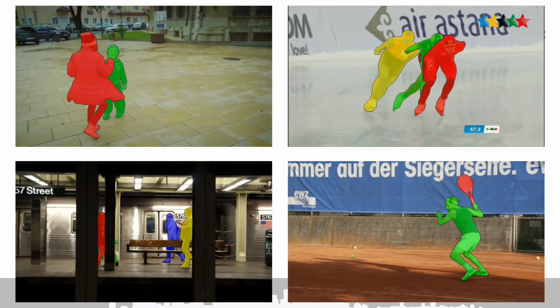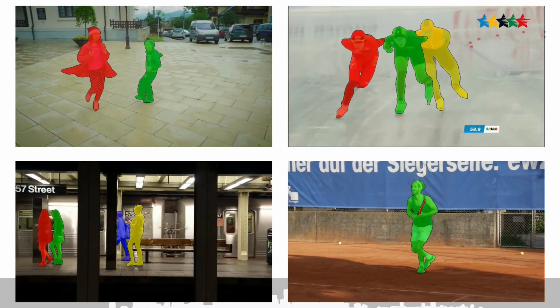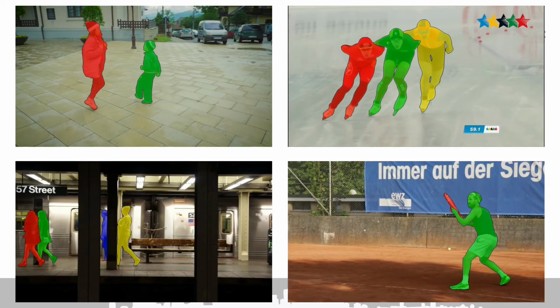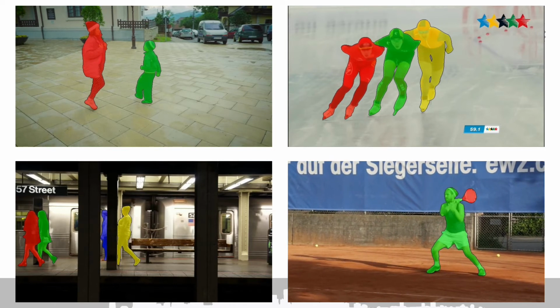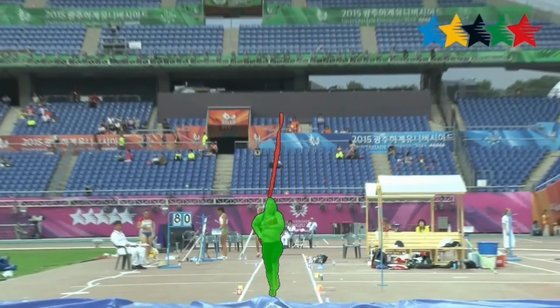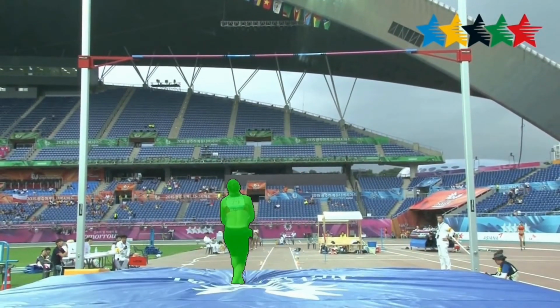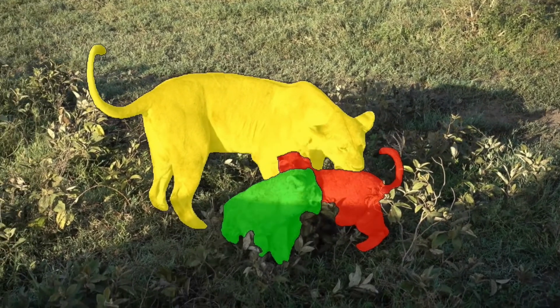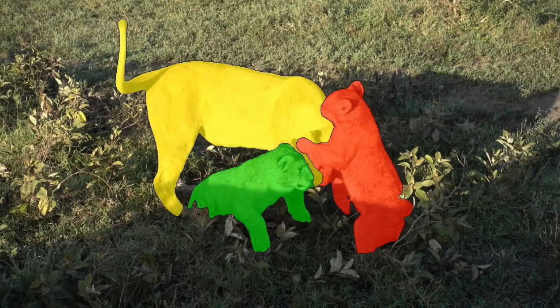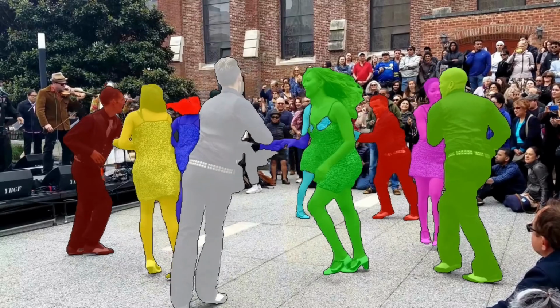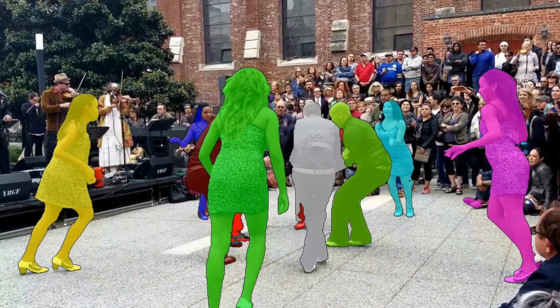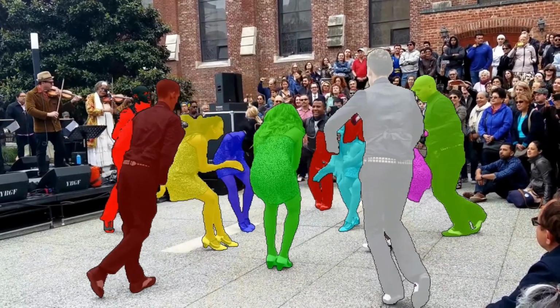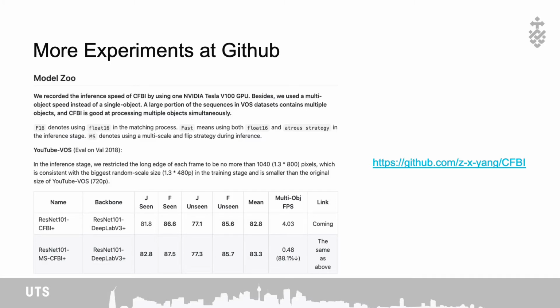Here we show some visualizations of the effect of our CFBI method. We can see that even for very challenging cases, our CFBI can still produce satisfactory results. We further examine the effectiveness of our CFBI series using different backbones such as MobileNet and ResNeXt. The code and all trained models are available on GitHub.